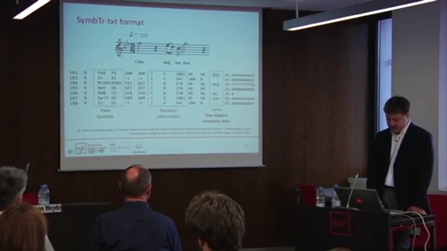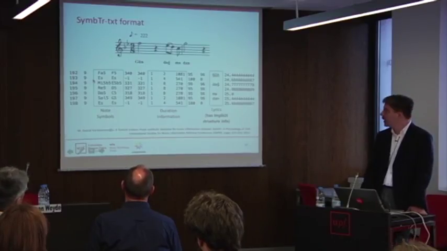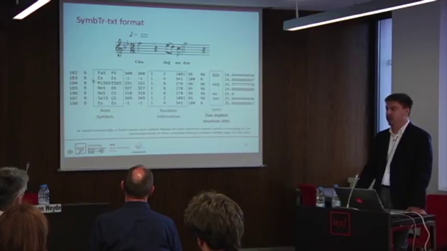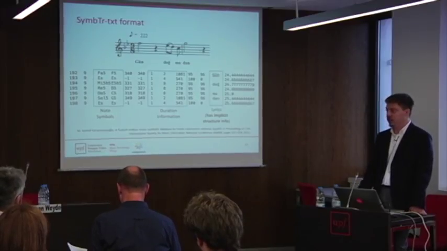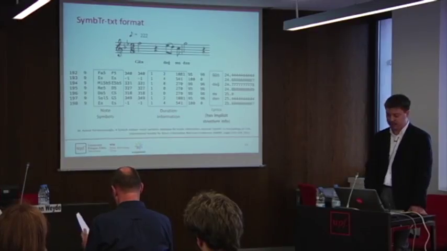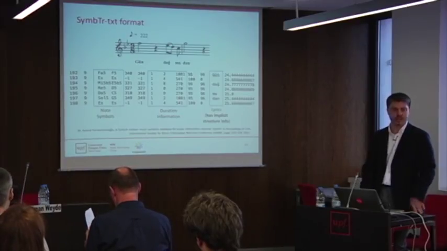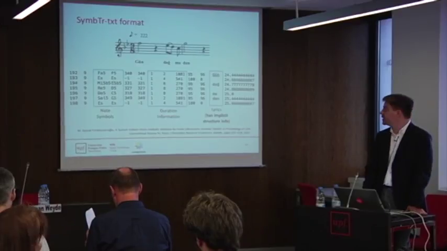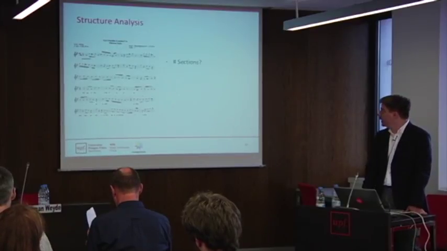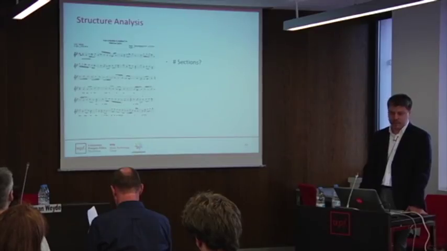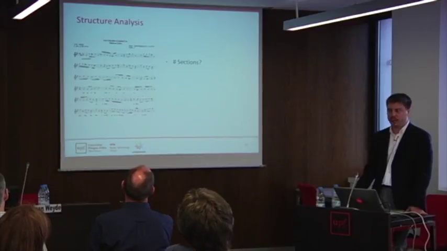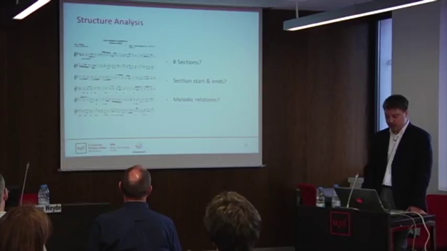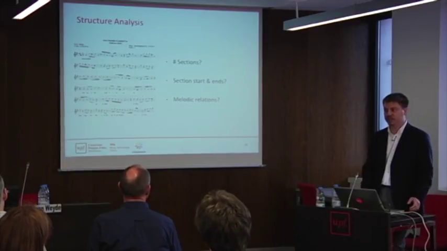The main implication is this: the original format that we have is a tabular format, which gives us the events throughout the time, and it gives us the note symbols, durations, and all the other relevant information, such as lyrics. And as I mentioned, at this stage, I don't know the sections in the music score. I don't know how many there are. I don't know where they start and end. And I also don't know how they are related with each other.